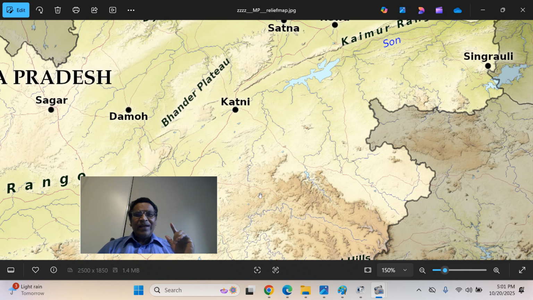This is the Chota Mahanadi. The bigger Mahanadi is in the Mahanadi Basin. This is the Raipur region and Orissa. This is the Chota Mahanadi.